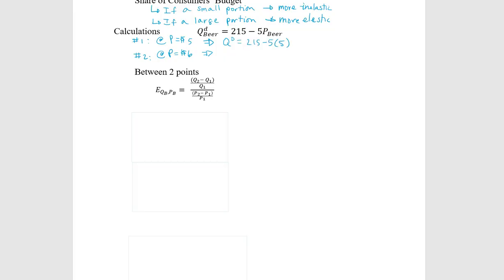So I plug 5 in for the price of beer. 215 minus 25 is 190. And then I'm going to do the same thing with the 6. 215 minus 30 is going to give me 185.